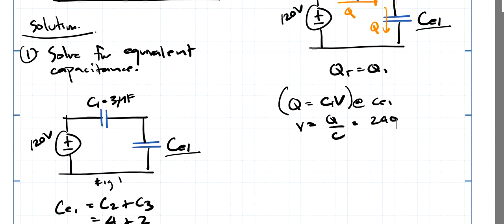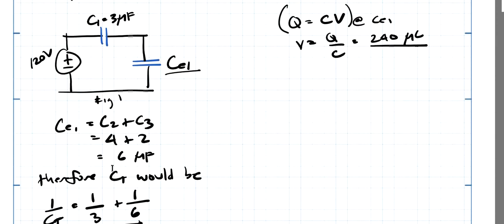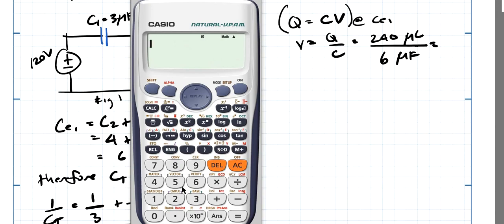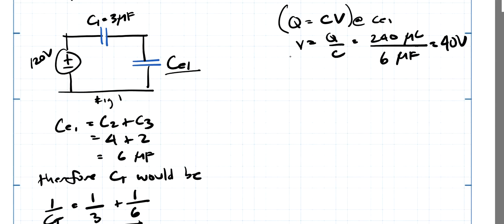Q is equal to CV, with charge in microcoulombs and capacitance in farads. The capacitance is 6 microfarads. So 240 divided by 6, we have 40 volts. This is the voltage at CE1.